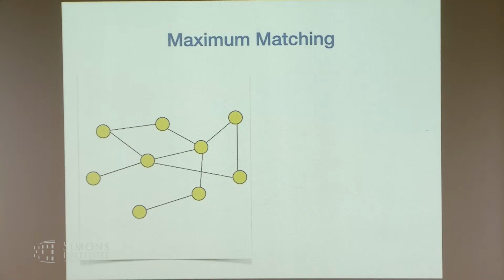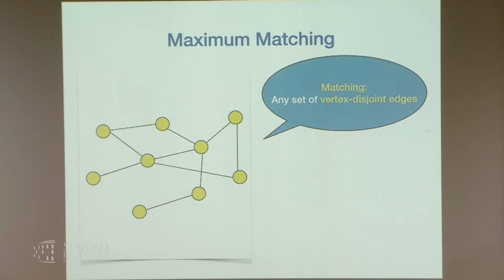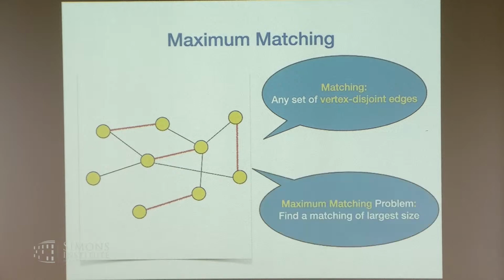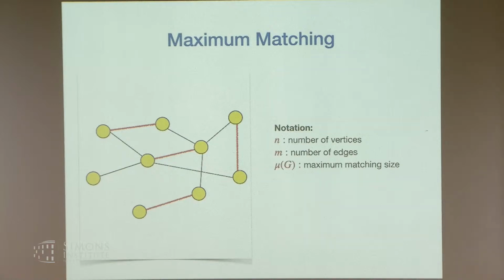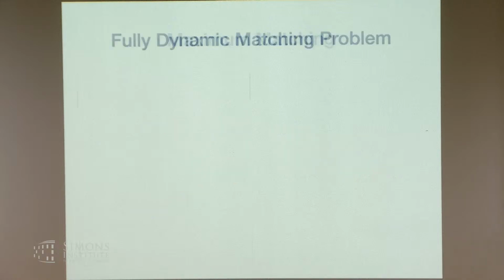So quick reminder, a matching is a collection of vertex disjoint edges. For instance, this is a matching in the graph. And in the maximum matching problem, we want to find a matching with the largest number of edges. As notation, n is the number of vertices, m is the number of edges, and mu of G is the maximum matching size in the graph G. Okay, so this is my notation.